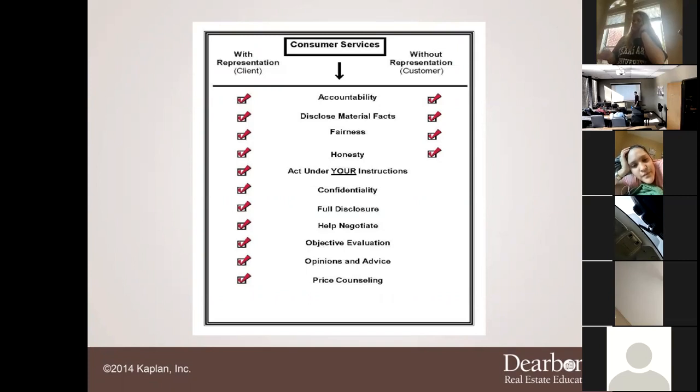Those are just for customer. And then when you go to client, we have, I'm acting under your instruction. So you're my boss, basically. Confidentiality, full disclosure. I'll help you negotiate. I'll give you opinions and advice and price counseling. So you can show them this and say, hey, if you actually do sign this firm rep or you do this listing contract, this is what you're going to get versus what you would get if you didn't sign it.